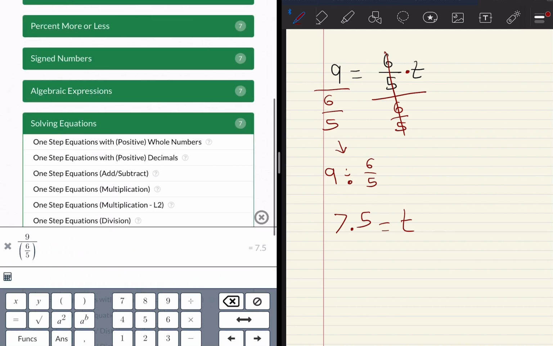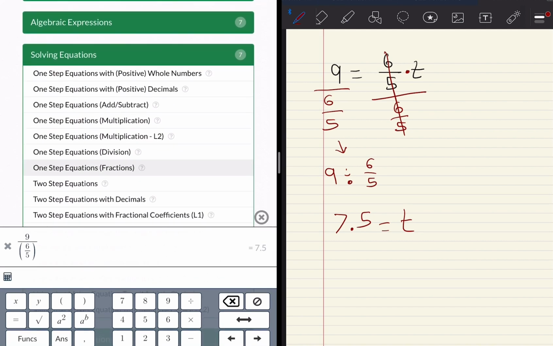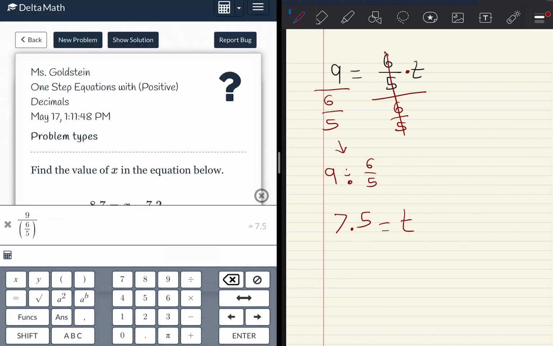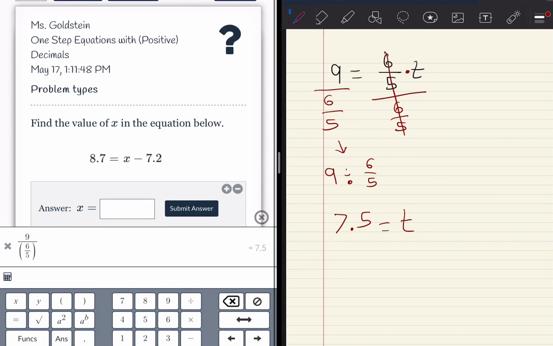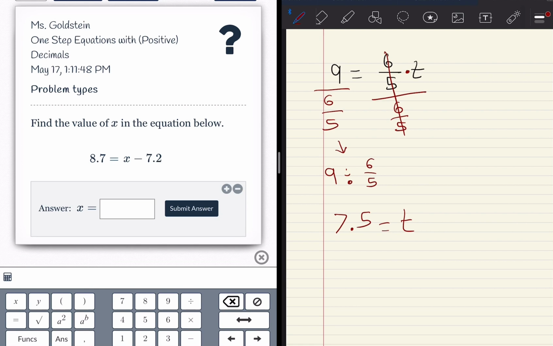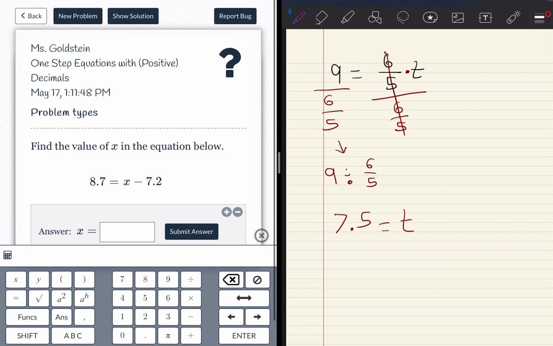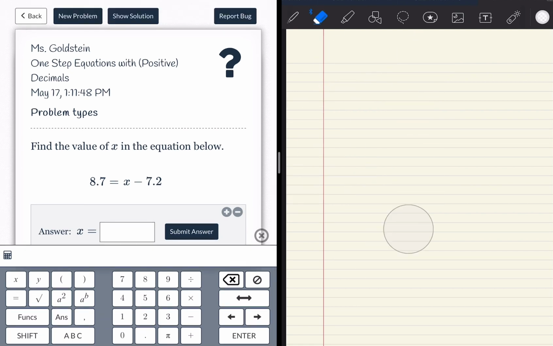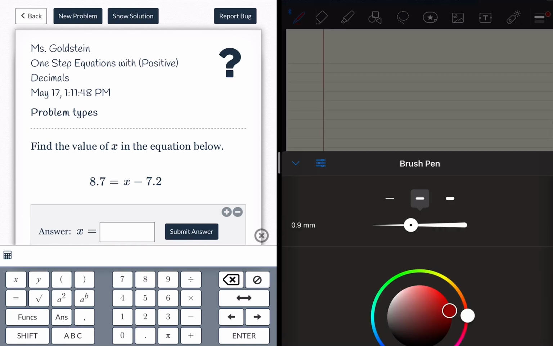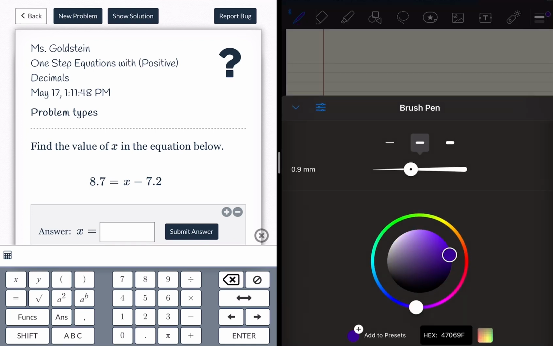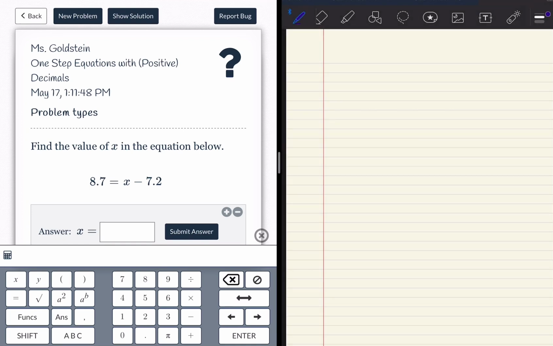Okay, so now we did fractions. We are going to do positive decimals. This might be even a little easier. I'm going to keep my calculator there, and let me erase this. We'll do a new color. Here we have 8.7 equals x minus 7.2. I want to get x by itself.